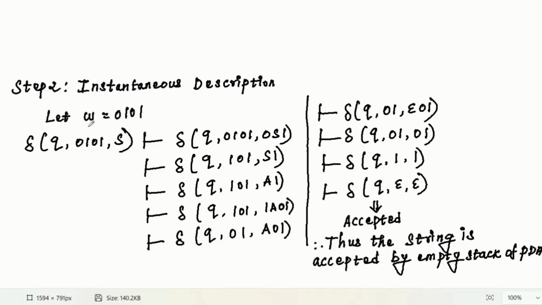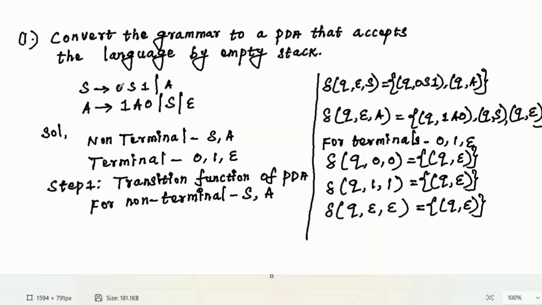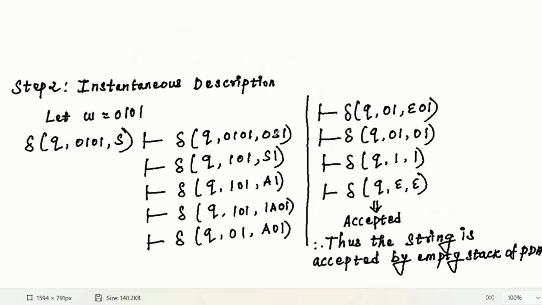Let input string w = 0101. The initial configuration is (q, 0101, S). Then, in turnstile notation, (q, 0101, ...), apply the production: instead of S, substitute 0S1 or A. Here we replace capital S by 0S1, because the input starts with 0101. Match terminal 0 and pop 0 from the stack. Then you will get (q, 101, S1).